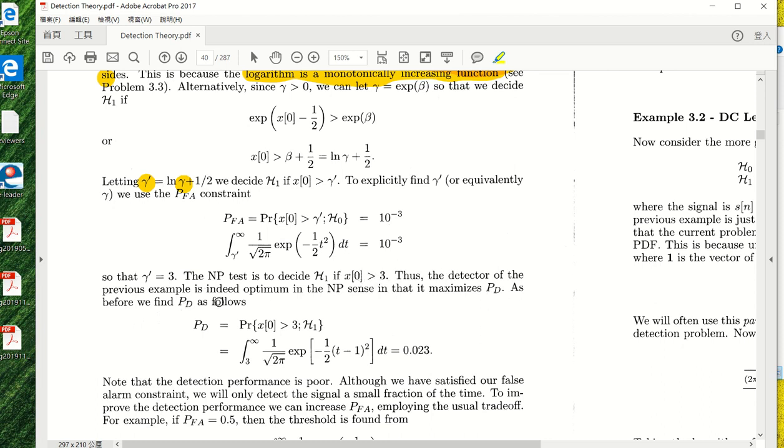That is the detector of the previous example. It is indeed optimal in the NP sense, in that it maximizes PD. As before, we find gamma to satisfy this constraint. Now we come back to find PD. PD is the probability of x larger than 3 conditional on H1. So it will be an integral from 3 to infinity of something like this, dt. This is a Gaussian distribution with 1 as the mean. It is equal to 0.023.